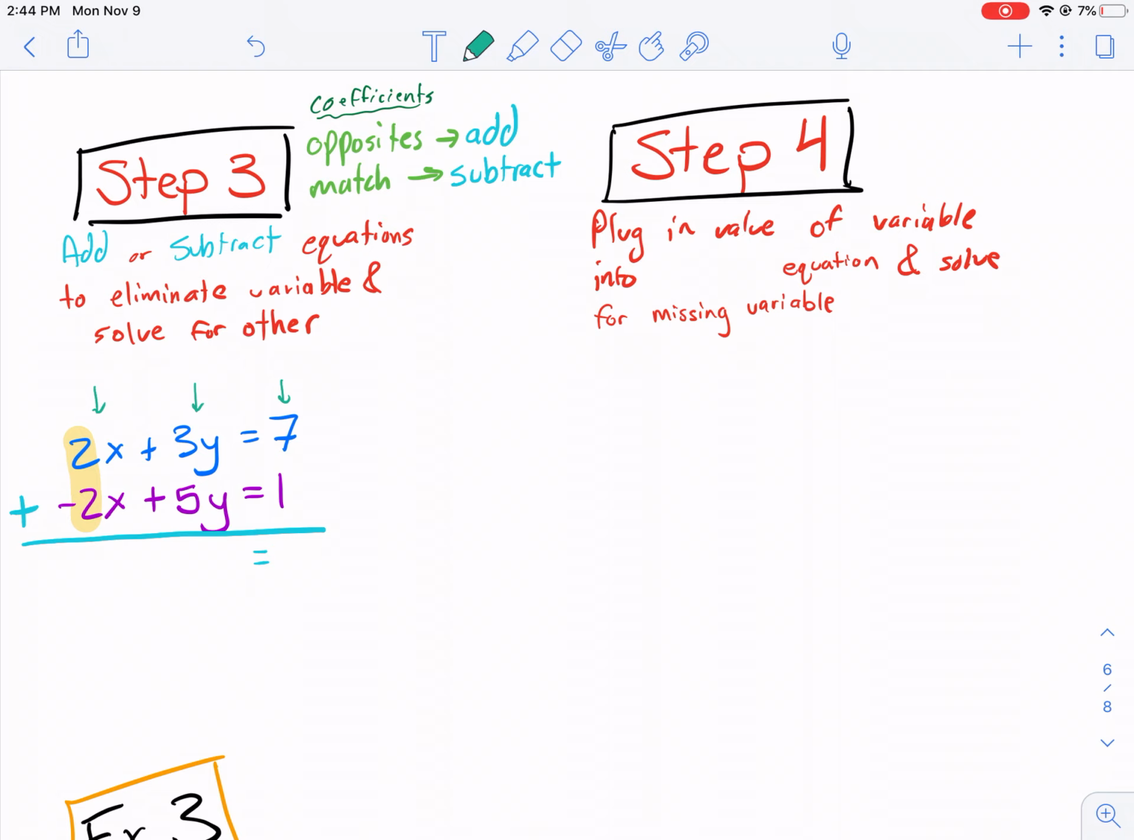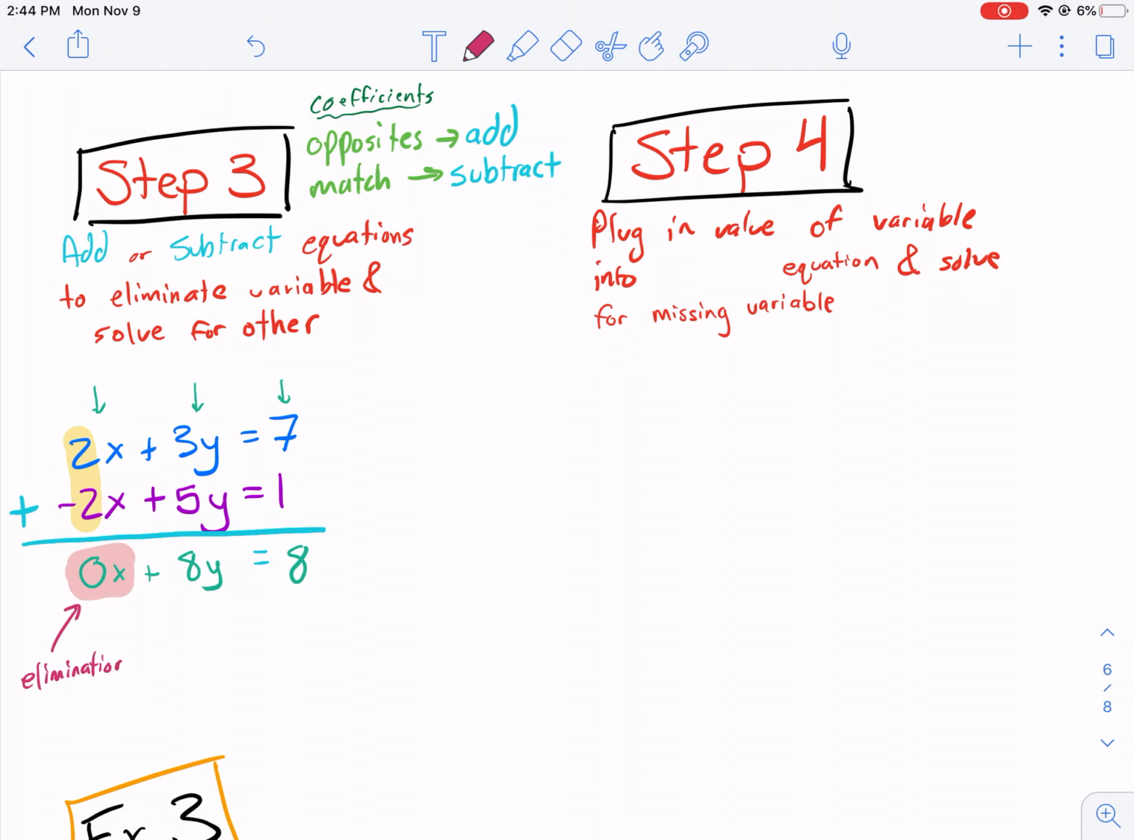7 plus 1 we get 8. We're adding all the like terms together. We get 3y plus 5y equals 8y. Now we have 2x plus negative 2x. What do we get? We get 0x. What is this called? This is the whole point. This is why we're choosing the variables we are, because this is called elimination. What do we eliminate?